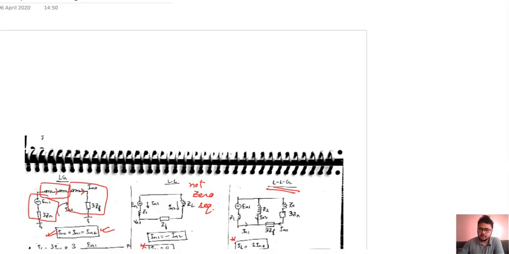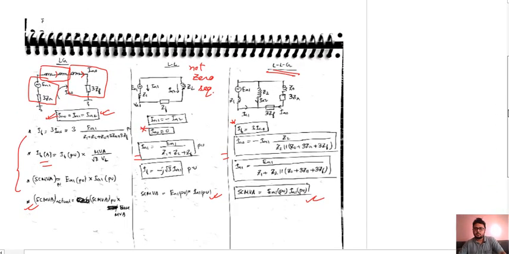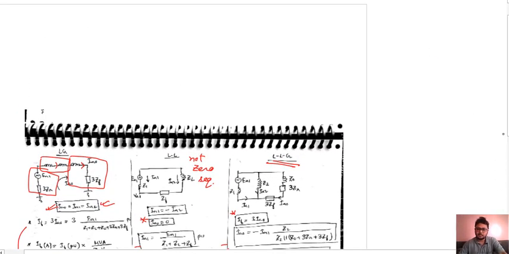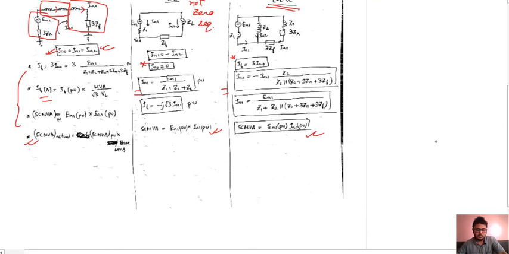So we have completed the unsymmetrical fault analysis. Mainly fault analysis consists of two parts: one is unsymmetrical and one is symmetrical. In unsymmetrical we have LG fault, double L fault, double LG fault. So this much we have already done. All the derivations we have done, and based on this we have also solved one numerical.